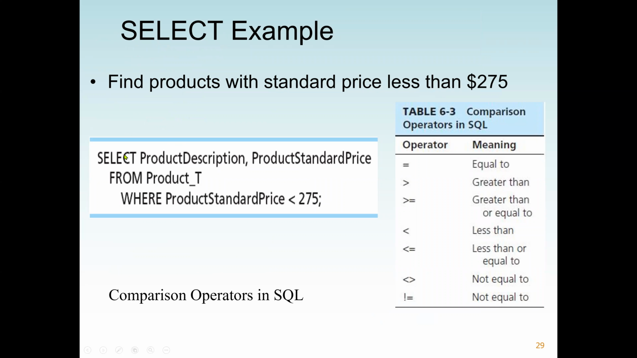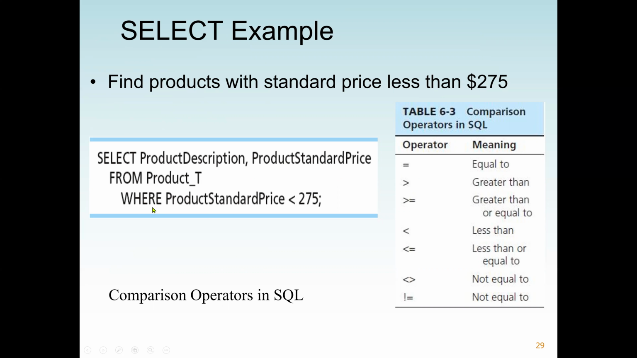So we have an example here, select. We are not selecting everything. We are selecting specific attributes. So select product description, product standard price from product T. So this means I'm selecting only two attributes, product description and product standard price. From what table? Select from, so from product T. Do we have any condition?